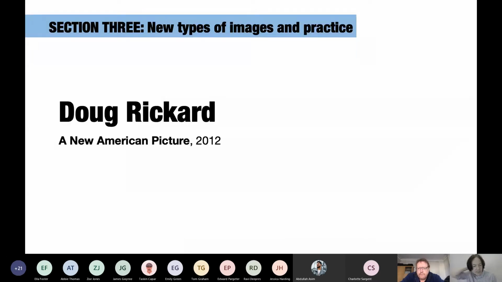So Doug Rickard, A New American Picture, depicts American street scenes located using the internet platform Google Street View, so very similar to the previous work. But it looks over a 4-year period. Rickard took advantage of Google's imaging to archive and virtually explore the roads of America, looking for forgotten, economically devastated and largely abandoned places.